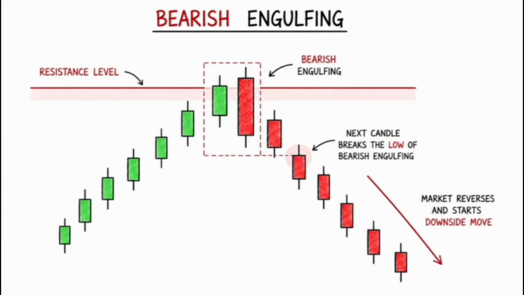Whenever a bearish engulfing pattern forms at a resistance level, and the next bearish candle breaks below the bearish engulfing candle's low, the market can reverse from that point and begin a downward move.